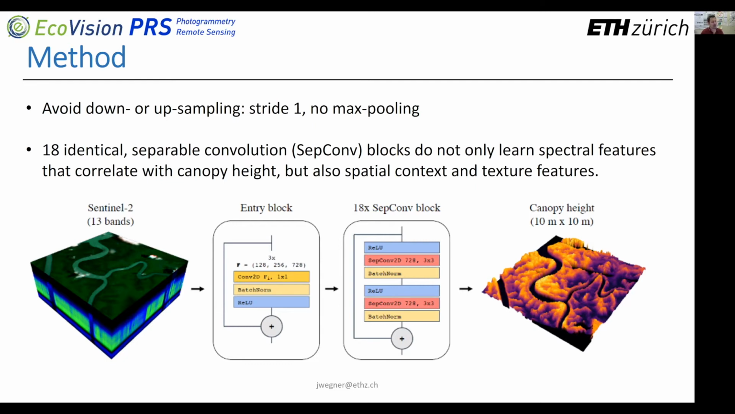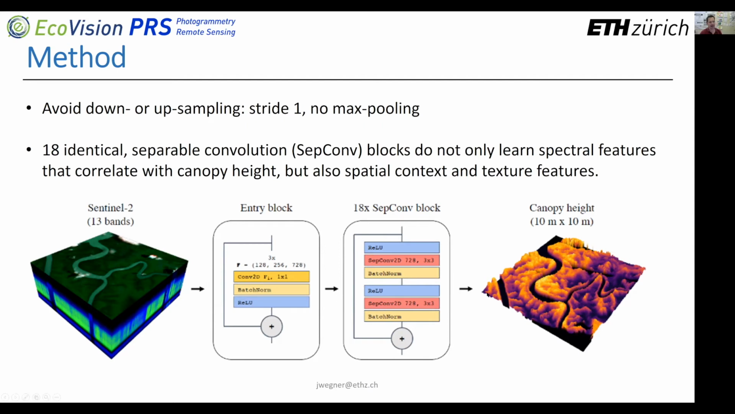So what you really want to do is avoid any down or up sampling. You get rid of these bottleneck architectures, and you have stride one. You avoid any kind of max pooling that results in spatial downsampling. And then basically you have a rather compact deep network, in our case with 18 identical separable convolutional blocks that we see here. And they do not only learn spectral features, but they also learn the spatial context in the images.